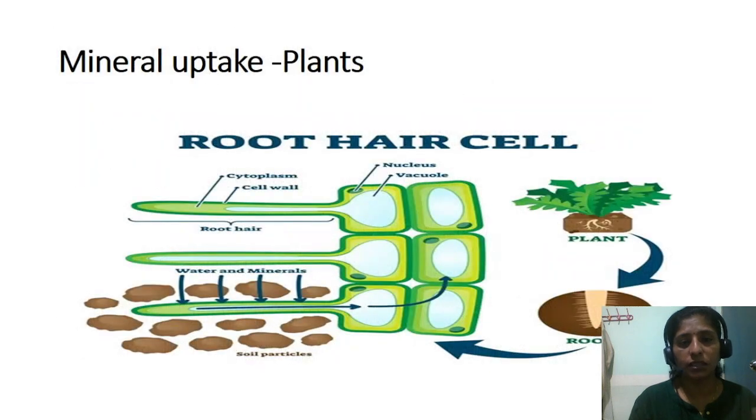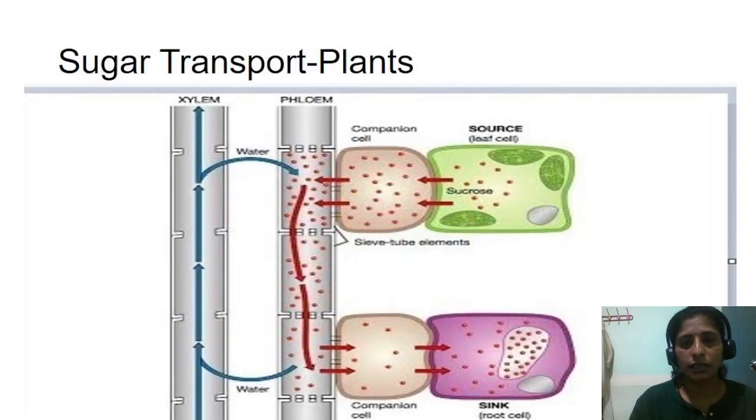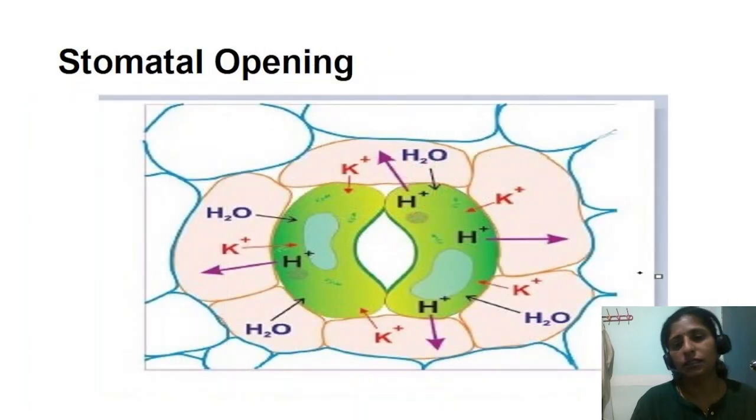See here, these are the root hairs, and how the molecules enter through the root hairs into the cells. Here you can see that in the leaf sugar or starch is produced, and later it is transported through the phloem vessels. See here, this is the stomata.